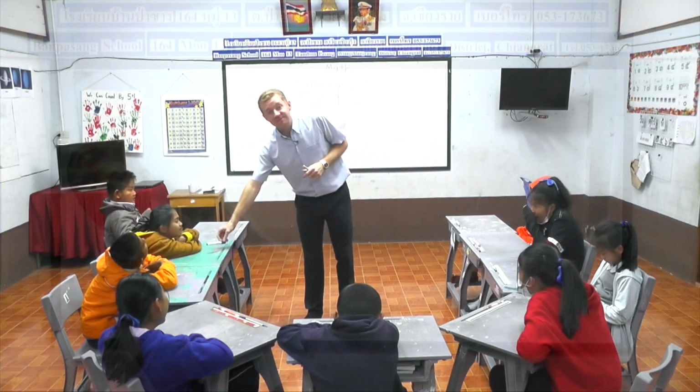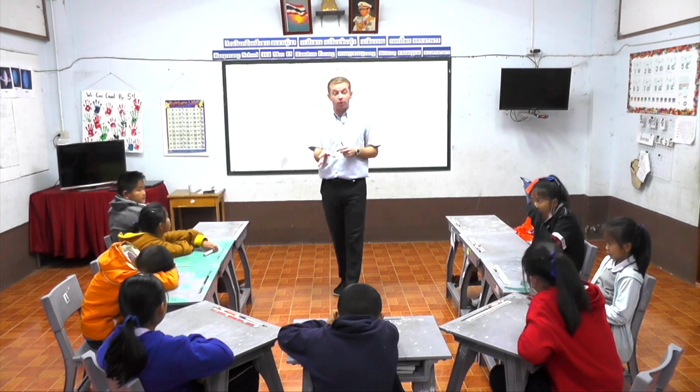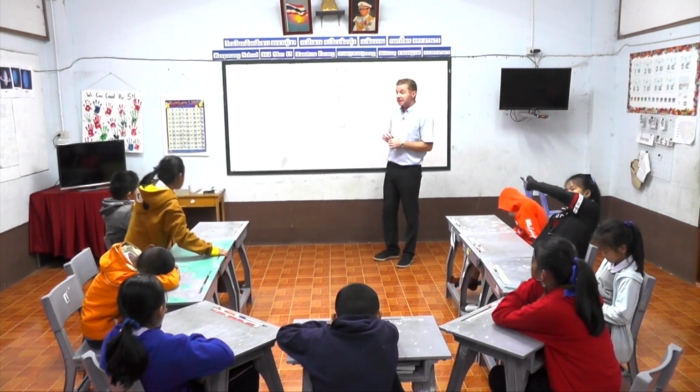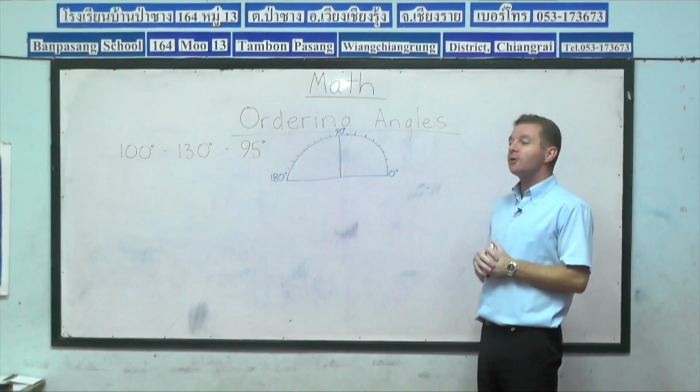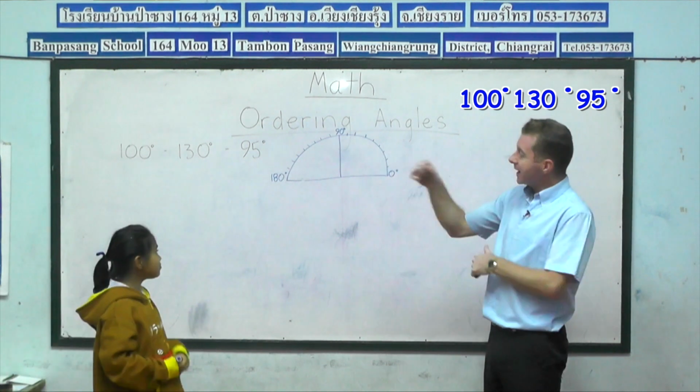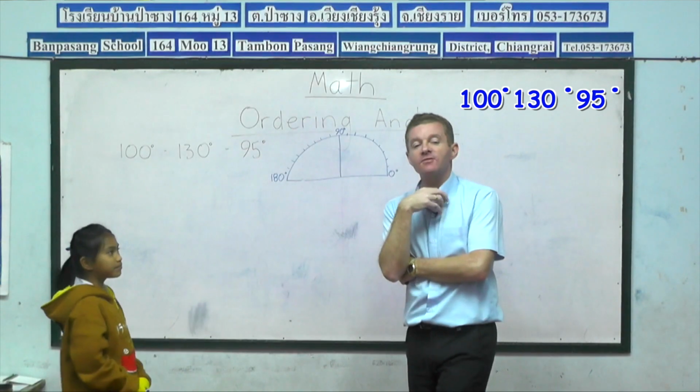I'm going to ask Pak Bung to come forward and place these obtuse angles into the correct order, starting with the smallest and then going on to the biggest. So Pak Bung, come and join me at the front, please. Okay, so looking at our obtuse angles, guys, which one is the smallest?